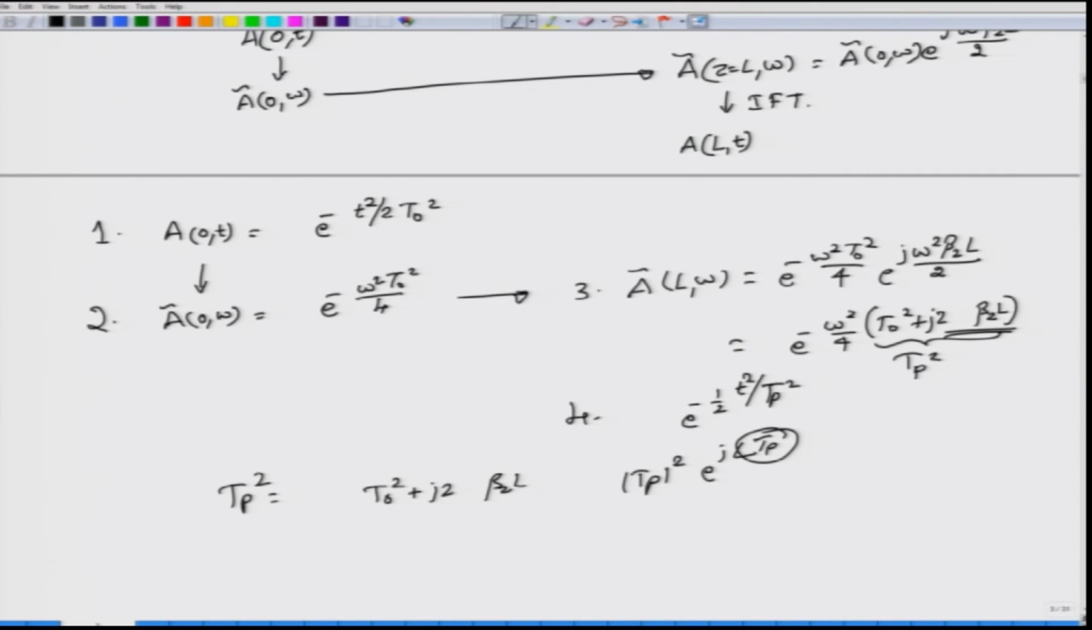Yes. If β2 is positive, which is quite common for pulses propagating in the fiber in the normal dispersion regime, then β2L is also positive, and when you take the magnitude of this particular term, it is going to be larger than t0², and hence what you get is a pulse which is spread in time.